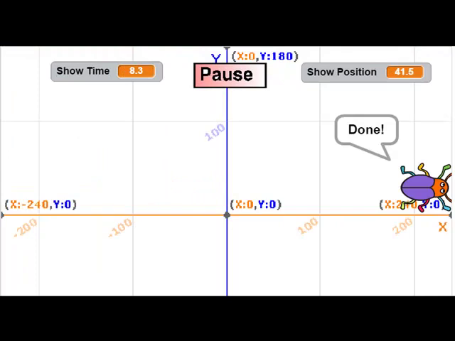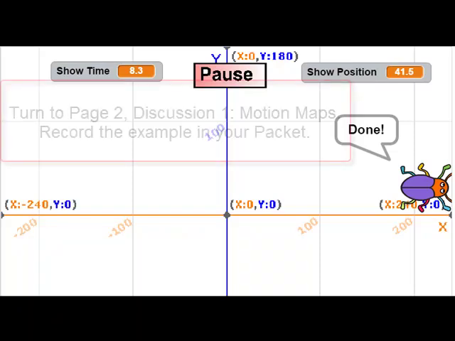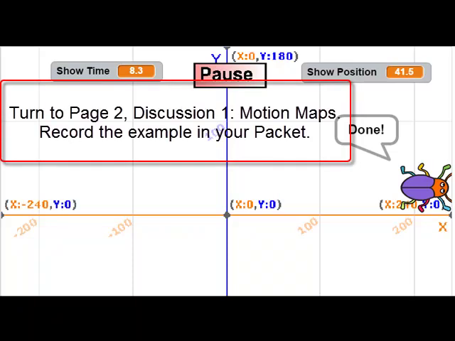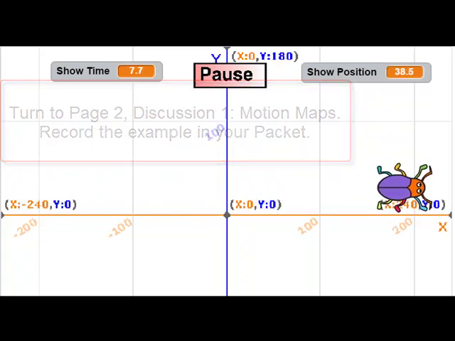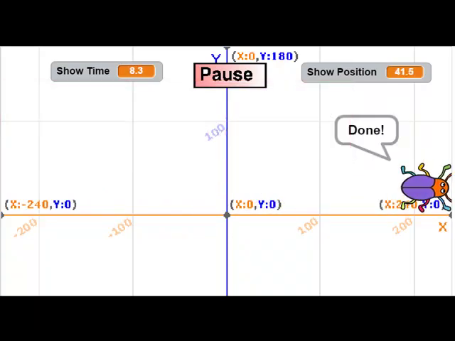So we're going to look at the motion of a bug across the screen, and we're going to make a motion map, then a position versus time graph, and then a velocity graph from that motion. So take a look how the bug moves here. There we go. And it moves at pretty much a constant speed from left to right. Here we're going to change this, so we're going to go ahead and make the motion map.